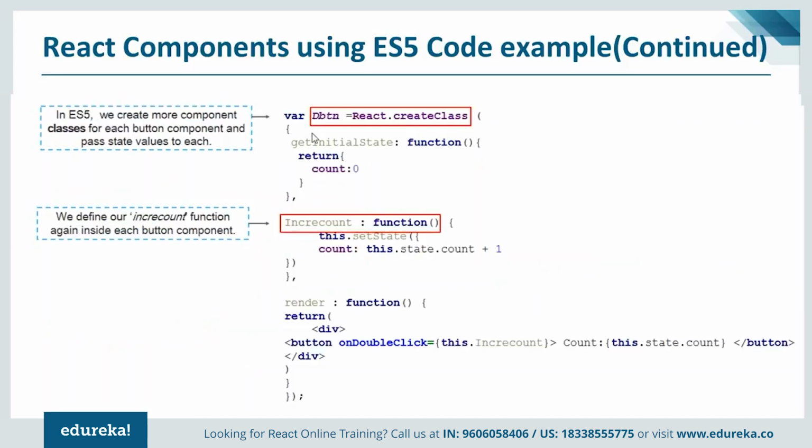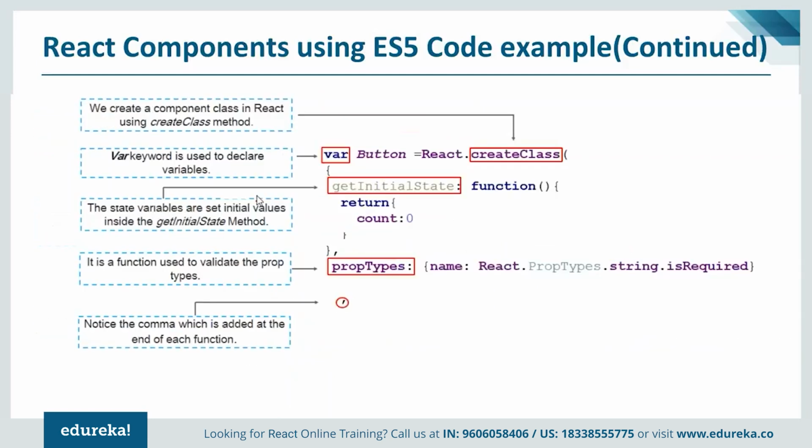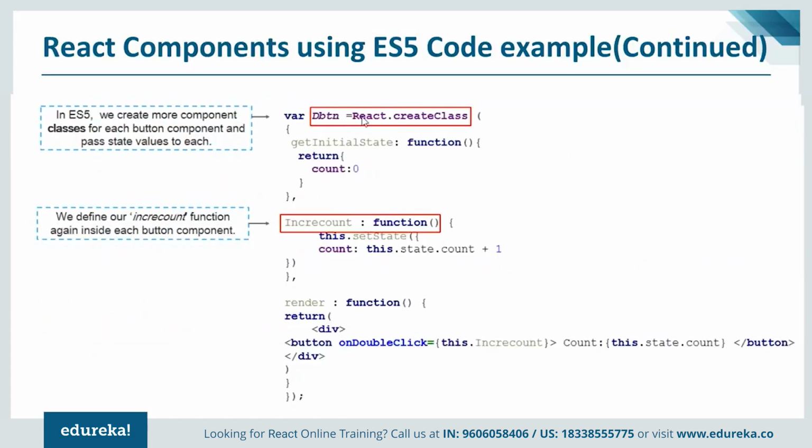Now again, continuing with this code, we have three components. We create more component classes. This DButton is for the double click of the button, React.createClass. If I go to the previous slides, you see here this is a button which will show the increment counter on a single click. Now this is again a component, the second component, React.createClass, DButton, which will show the increment counter on the double click of the button.